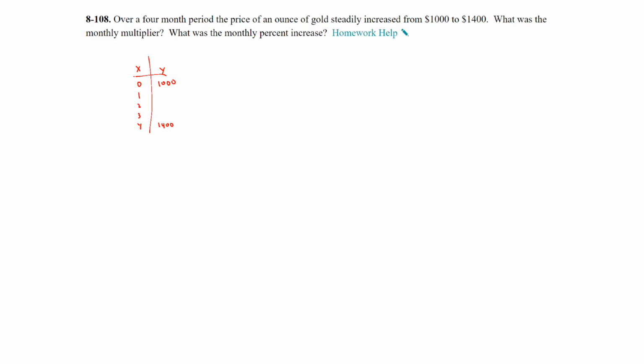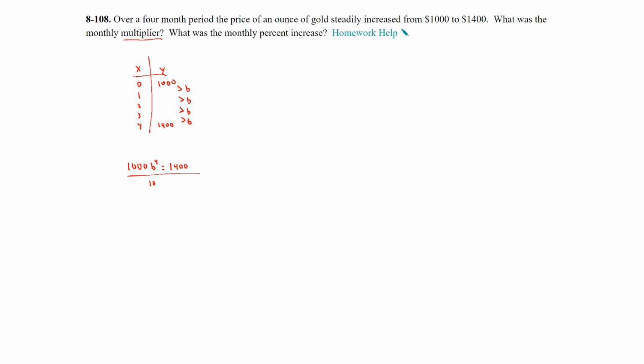It does say there is a multiplier, so we know that this is not increasing arithmetically or at a common difference. This one is being multiplied. So we can work backwards to see what that multiplier is. Remember, to find the next number, we need to multiply by that multiplier. And in this case, it's going to happen 4 times. So we have 1,000 times b 4 times, or b to the 4th, should equal 1,400.